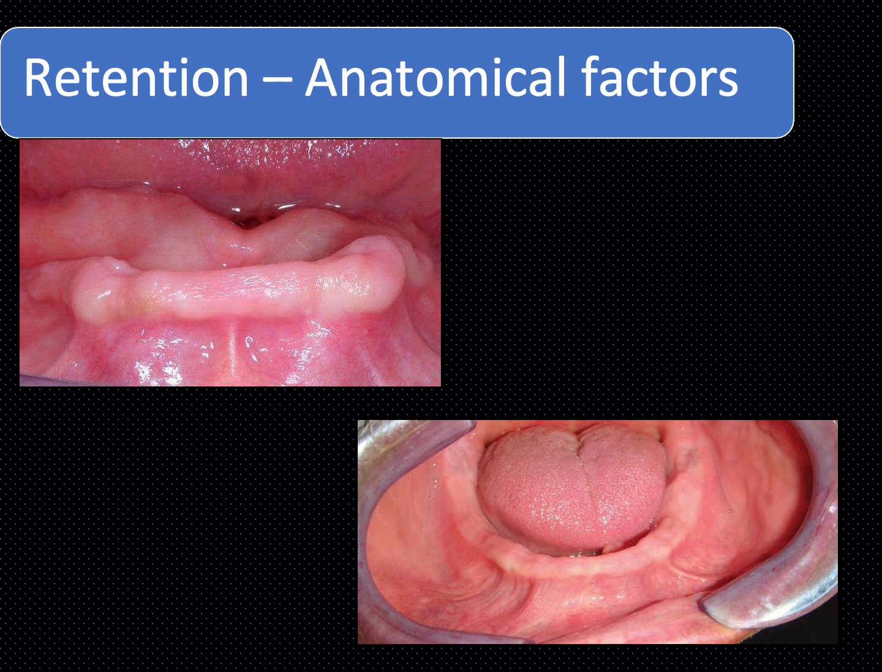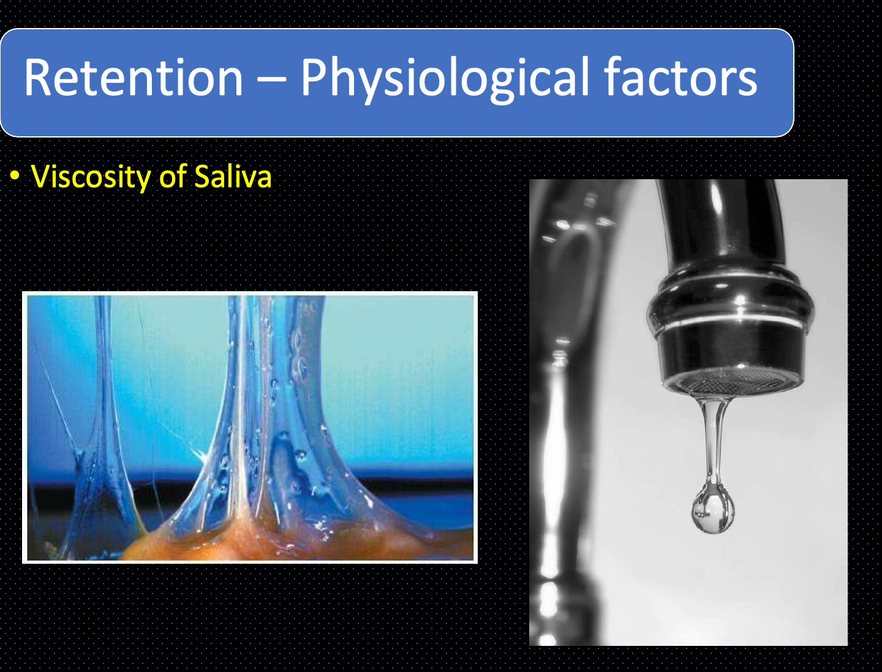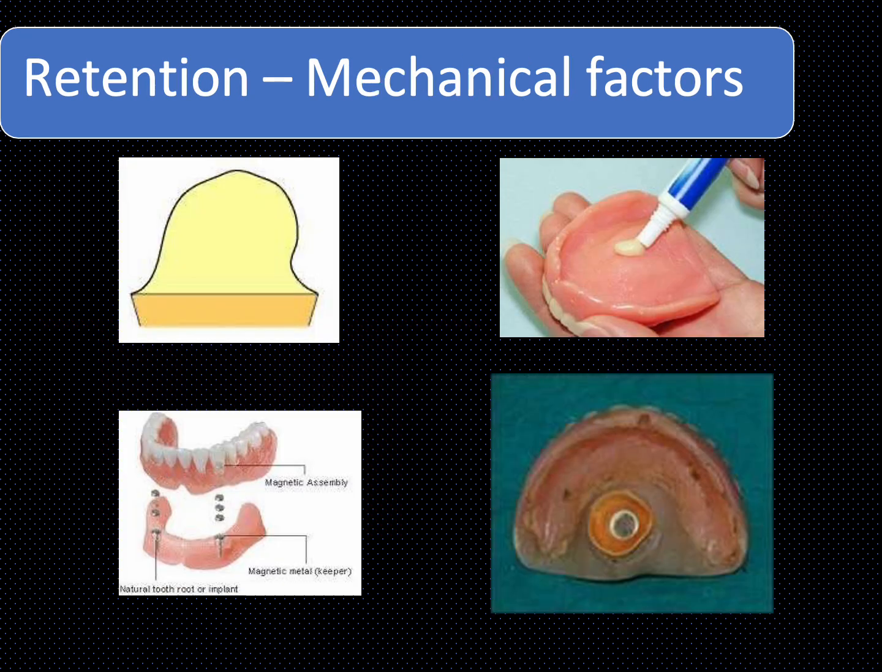When the residual alveolar ridge height is more, the retention is also more. On the other side, when there is an extreme amount of resorption, the retention of the prosthesis is also less, as there is less ridge height. Retention is also determined by physiologic factors like viscosity of the saliva. It is important for the saliva to be either mixed or serous instead of being thick or mucus, because mucus saliva increases the hydrostatic pressure and tends to displace the prosthesis.